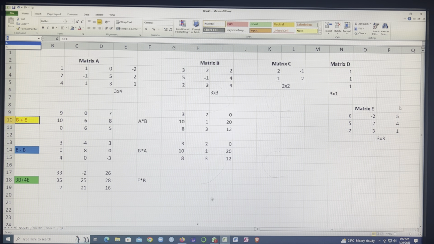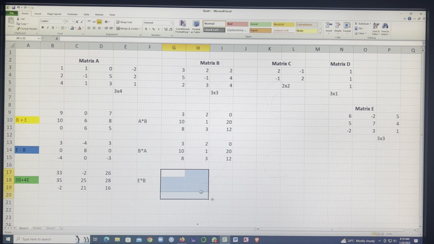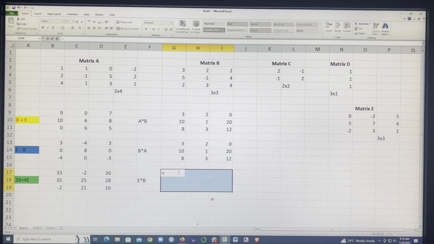So I say E and B, E times B. Now, click, come here, E times B. So there's a 3 by 3, there's a 3 by 3. So the resultant will be 3 by 3. So I highlight a 3 by 3 portion. In the first area, I press equal.